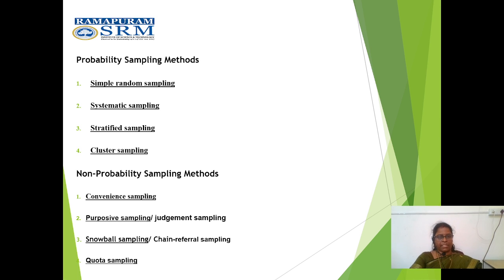Probability sampling methods and non-probability sampling methods. Under probability sampling methods, there are four: simple random sampling, systematic sampling, stratified sampling, and cluster sampling. Under non-probability sampling, there are again four: convenience sampling, purposive or judgment sampling, snowball or chain referral sampling, and quota sampling.